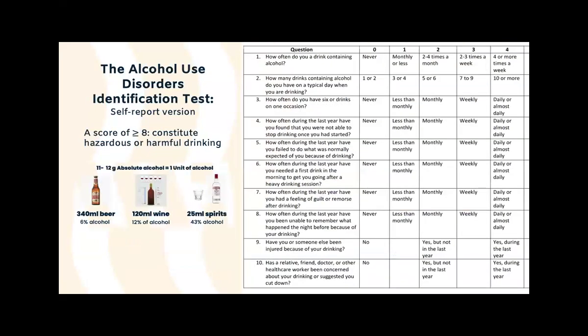The other one is the Alcohol Use Disorders Identification Test. There's a self-report version that works quite nicely. You have to show the patient what you mean by a unit of drink. Then there are just 10 questions that you go through, and they're very similar to the DSM criteria, to help start identifying who we think has hazardous or harmful drinking.